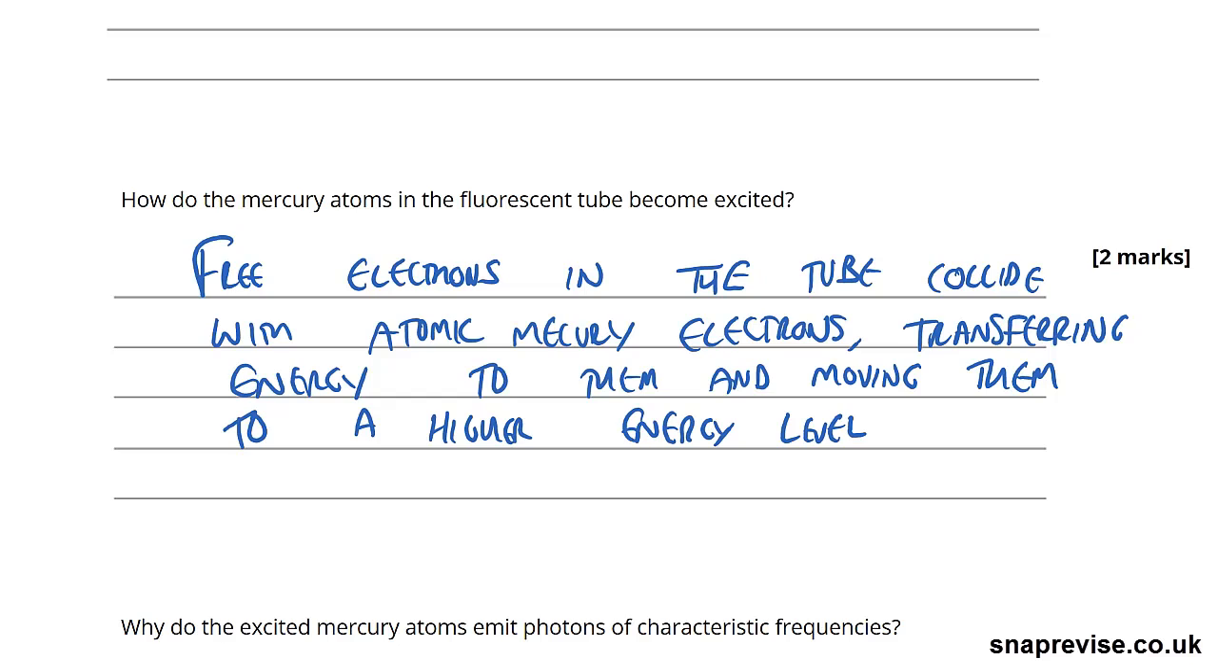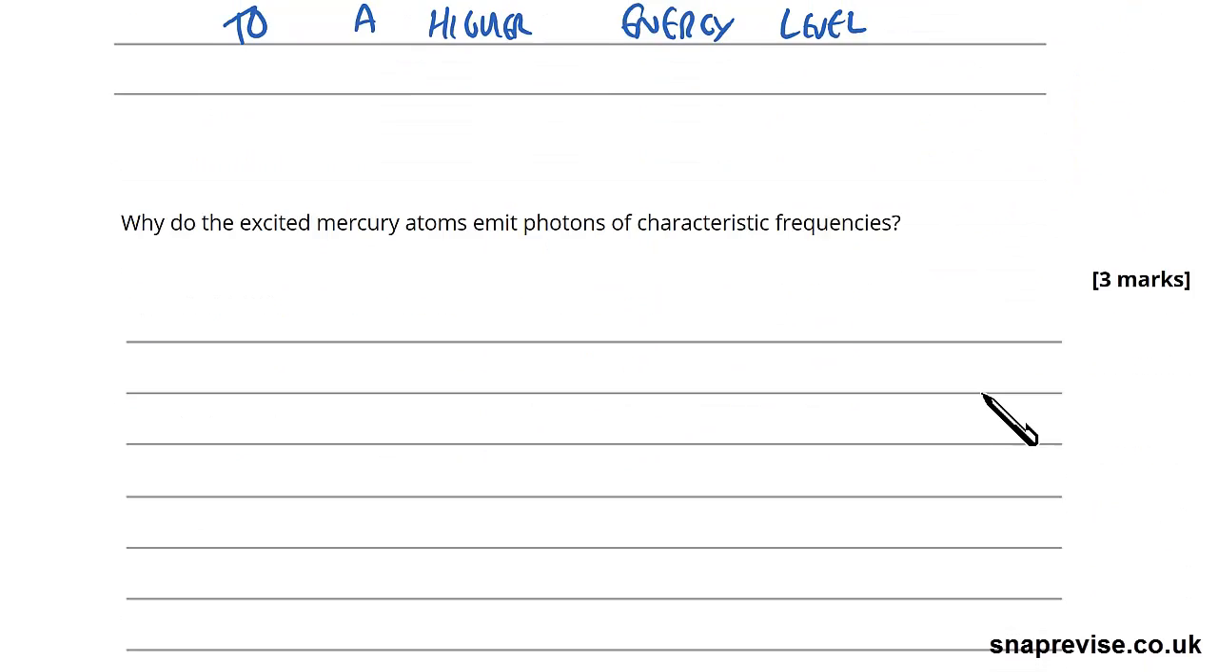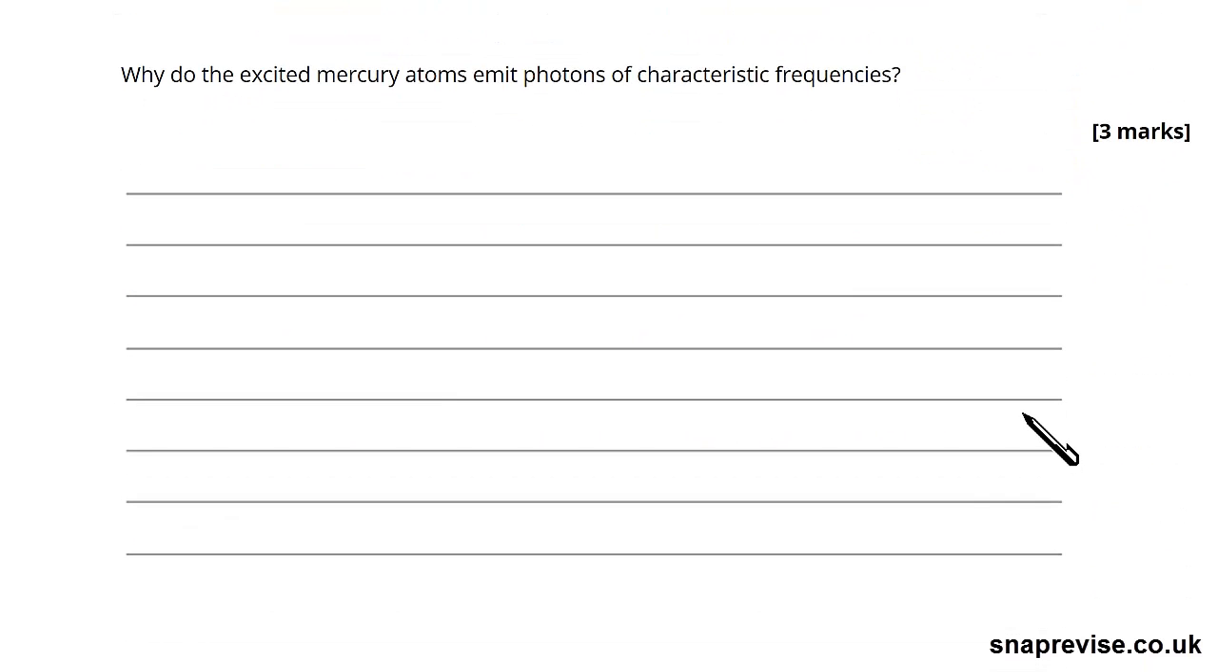So what we see is that free electrons in the tube collide with atomic mercury electrons, transferring energy to them and moving them to a higher energy level. That's what we get for our 2 marks there: stating what does it, free electrons, and the fact that they transfer energy, which moves them up to a higher energy level. So our next question is why mercury atoms emit photons of characteristic frequencies at all.